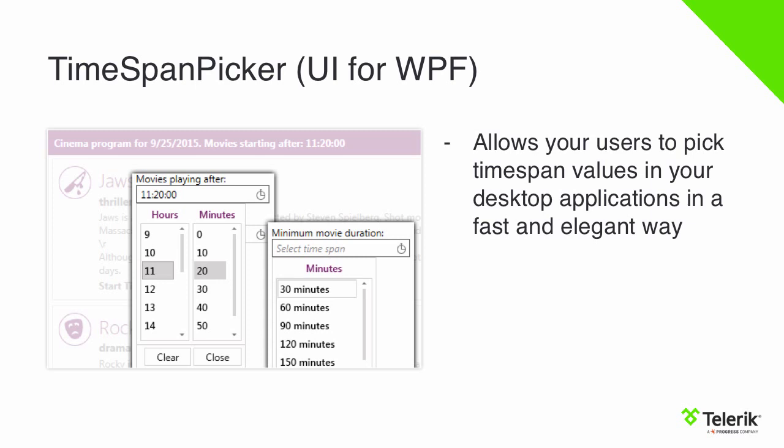Starting off, we have a brand new control called the Time Span Picker. This control originally shipped as a beta in the previous release, and today we're making it an official part of the UI for WPF library. The time span picker is useful in situations when you want your users to select a time span value. It's great for using in apps that need to schedule appointments or create calendar entries.